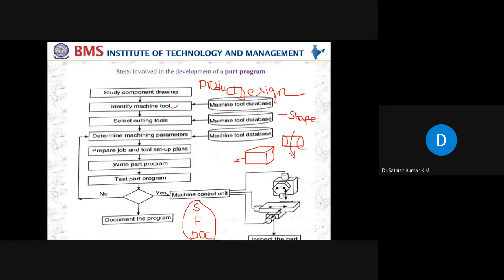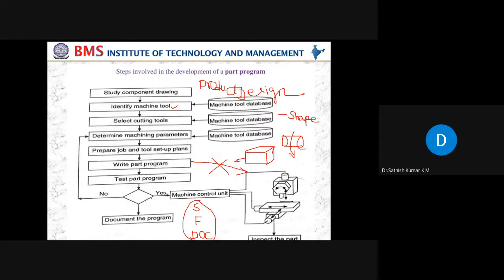Then you are going to test the part program. Remember, you are not going to directly send this over here. This is not allowed. After writing the part program, you are not going to send it to the machine. Rather, you are going to test the part program.